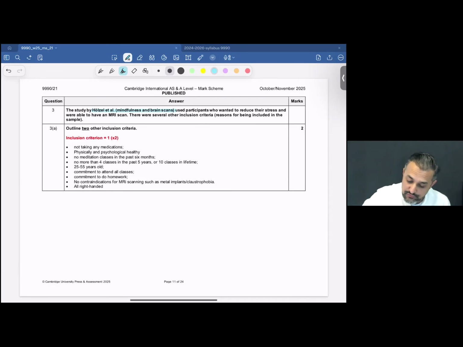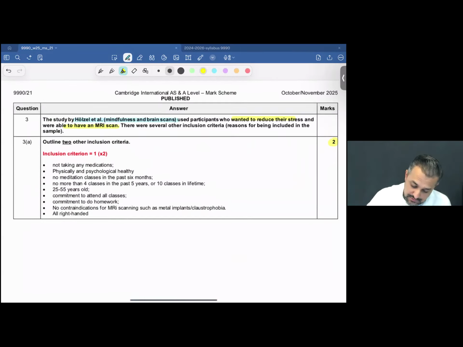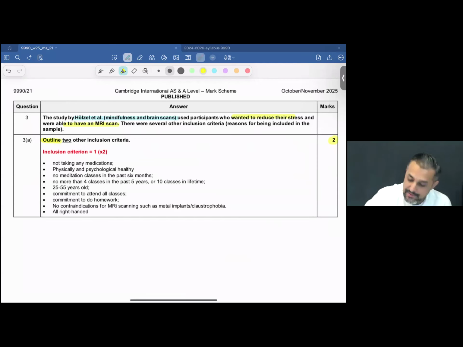So these were two of the criteria. They wanted to reduce their stress and they were able to have an MRI scan. There were several other inclusion criteria, reasons for being included in the sample. So again, this question looks like it is expecting you to know your core study really well.